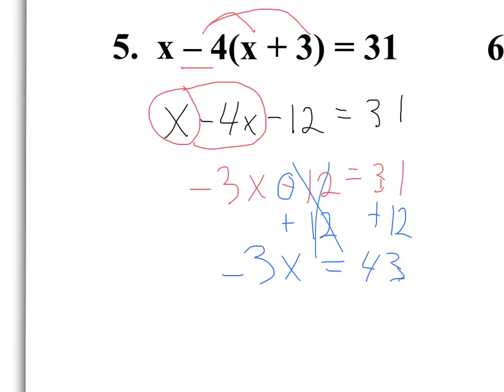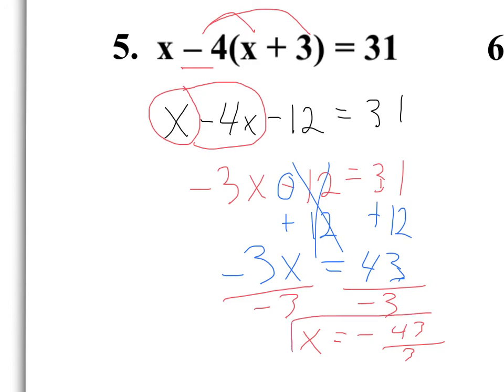Struggling with my 3's. Okay, and last step, divide by your number in front of the variable. And that gives you x equals negative 43 thirds. Okay, and it is definitely okay to leave your answer as a fraction. Not a problem at all.